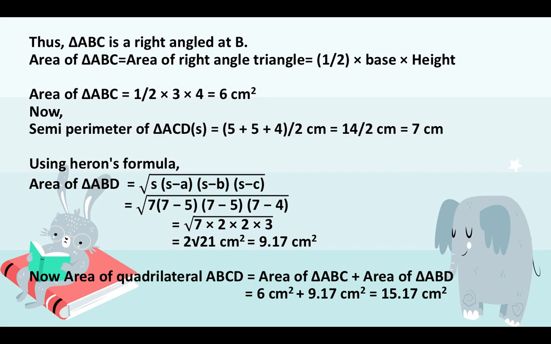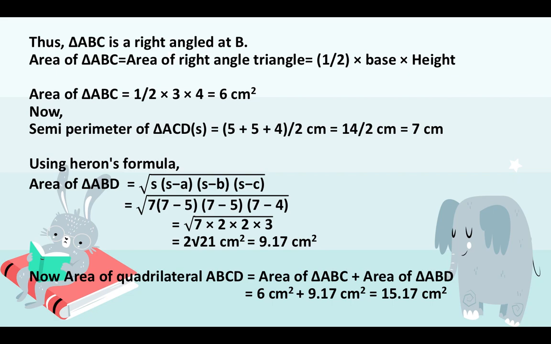Now using Heron's formula, I will calculate the area of this triangle ACD. This is equal to under root of S into S minus A into S minus B into S minus C. On substituting all the values, this is what the equation looks like. On solving the brackets, I get 7 into 2 into 2 into 3. So I take out the 2 as a pair over here, I take 2 out common. Then I'm left with only 7 cross 3, which is under root 21. So this is my answer, 9.17 centimeters square.